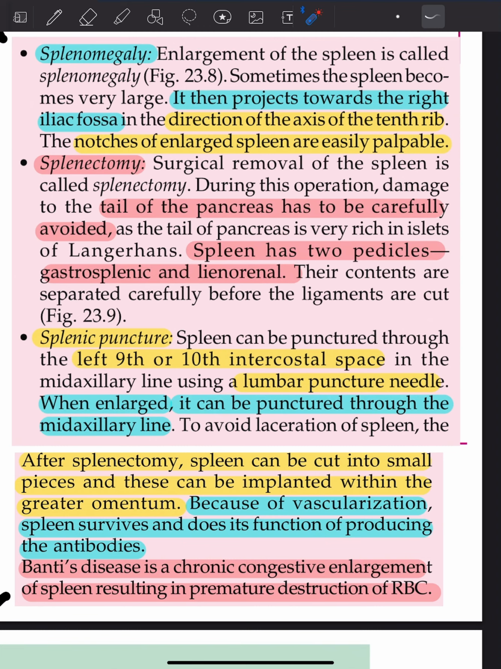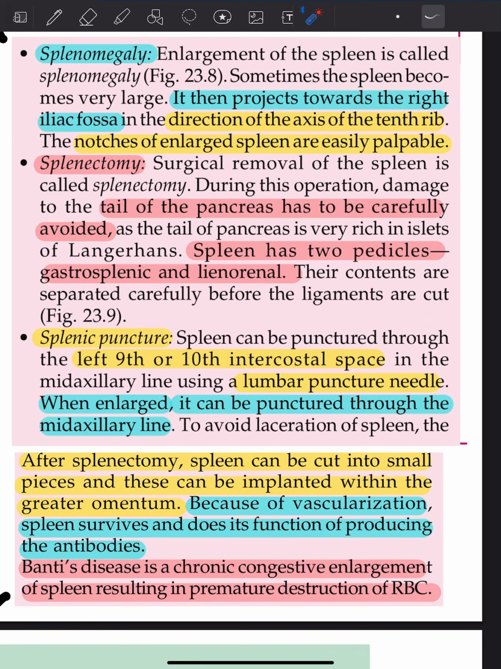Now, as I told you that the tail of the pancreas may lie in the pancreatic impression on the hilum of the spleen. So the surgeon has to be very careful while doing the operation as not to damage the tail of the pancreas. Okay, so it has to be carefully avoided as it is very rich in alpha and beta cells, so it can lead to idiopathic diabetes mellitus as well.